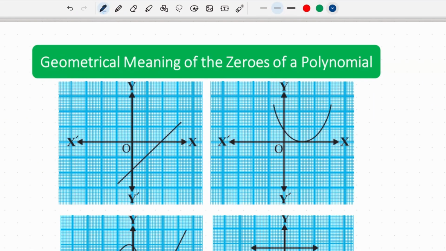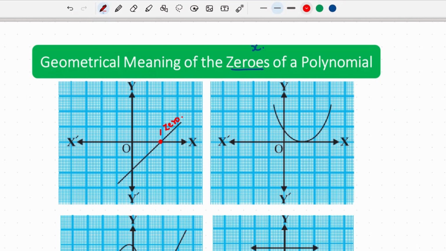Now, how will you find the zeros of the polynomial from this graph? As we have said, zeros of the polynomial means the value of x. So that means it is your x coordinate, or it is the number of times the graph touches your x coordinate. So in the first graph, you can see this line touches the x-axis at one point, which means there is only 1 0 for this linear equation. You can see it is a linear polynomial because the graph is in the shape of straight line. So here the number of zeros is 1.